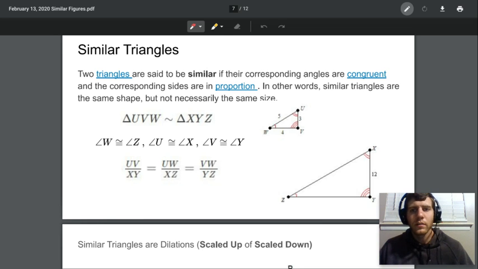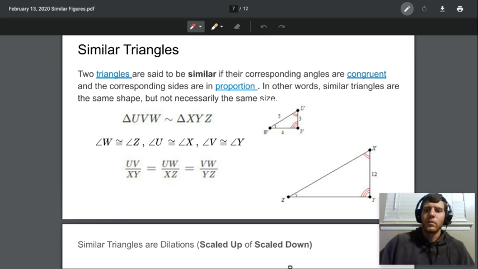Two triangles are said to be similar if their corresponding angles are congruent and their corresponding sides are proportional. What we're looking for here is to look at the sides and angles of our two figures, and this doesn't necessarily need to be for triangles. It could be for any sort of shape, or any polygon. If their corresponding angles are congruent, and their sides are proportional, we know that they are going to be similar.